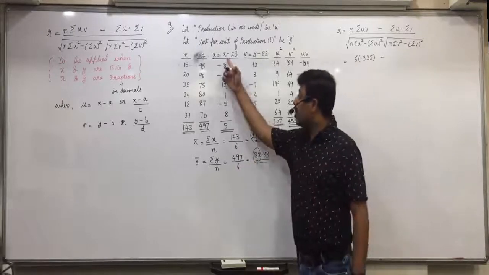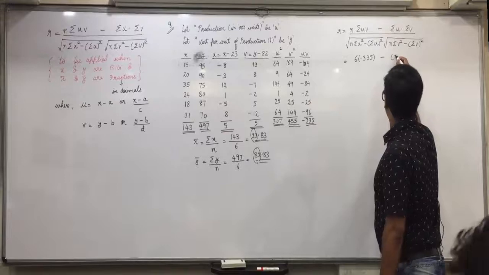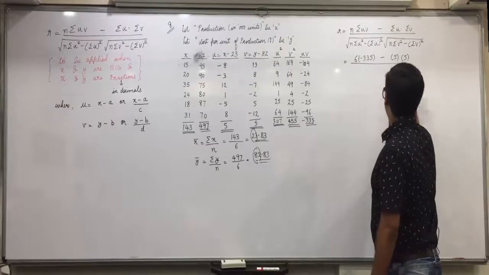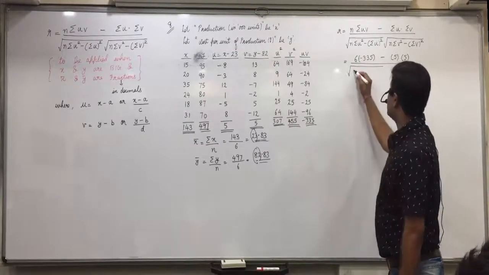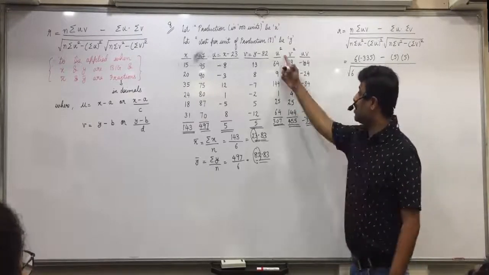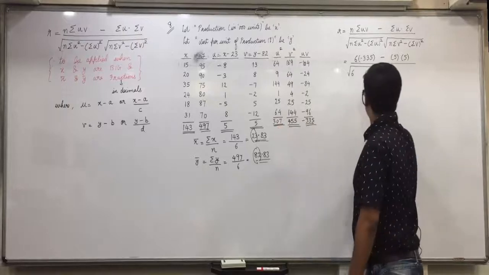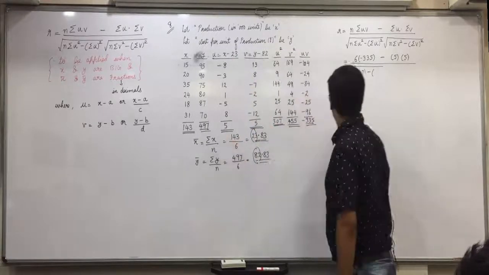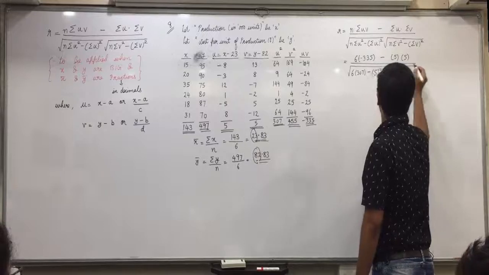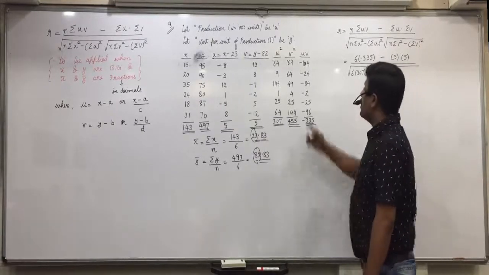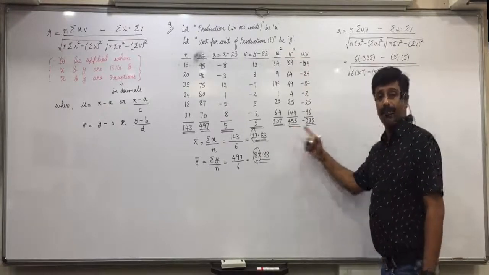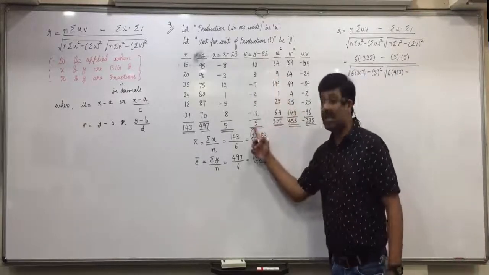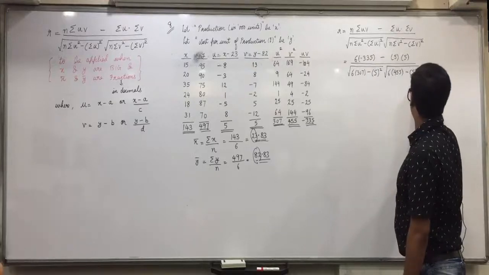Minus sigma U, total of U is 5, into sigma V, the total of V is also 5, divided by square root of n is again 6, sigma U squared, see here total of U squared is 307, minus sigma U whole square, total of U is 5 whole square, into square root of n again is 6, sigma V square, total of V square is 455, minus sigma V whole square, sigma V means 5 whole square. Did all of you understand this?